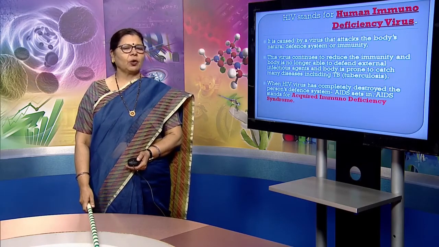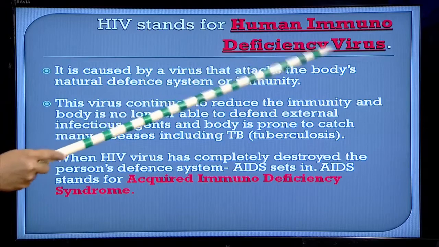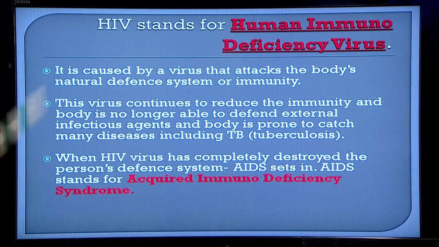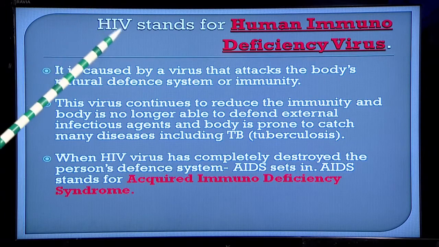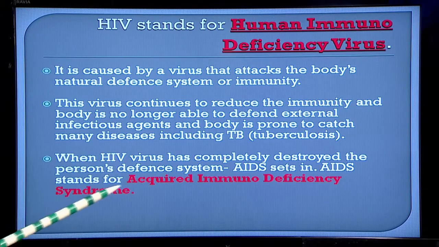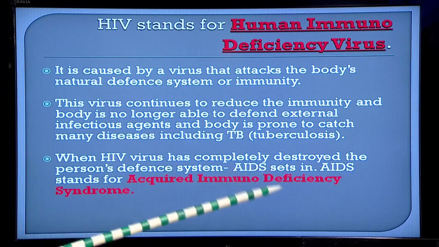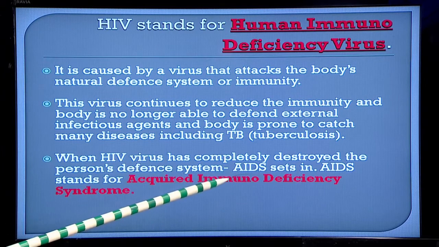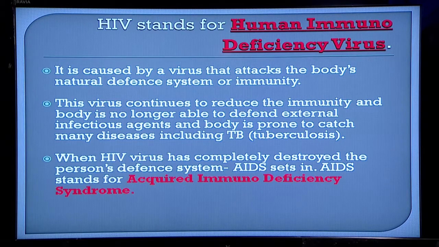Now another dangerous communicable disease is HIV. HIV stands for human immunodeficiency virus. Now be clear, HIV is not the name of the disease, it is the name of the virus. This is one thing. The name of the disease is acquired immunodeficiency syndrome, that is called AIDS. AIDS is the name of the disease and HIV is the name of the virus.